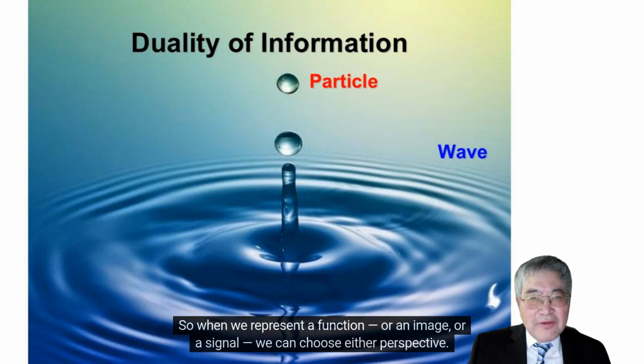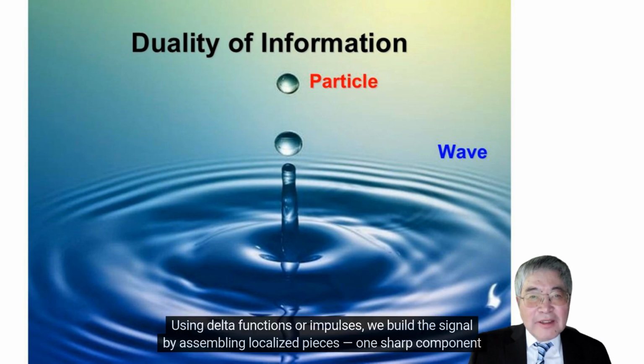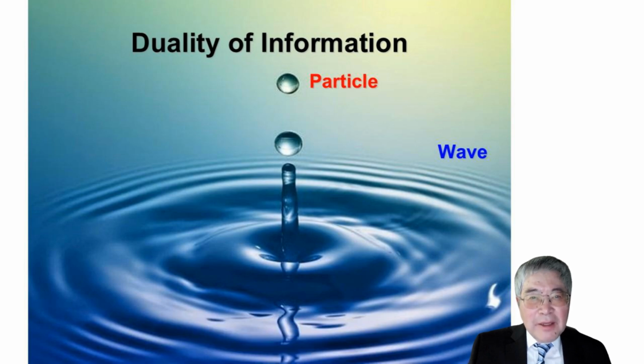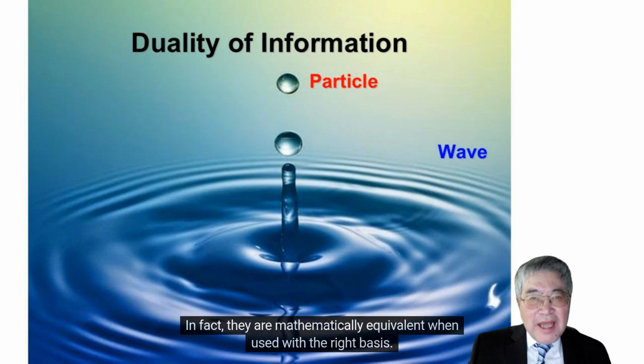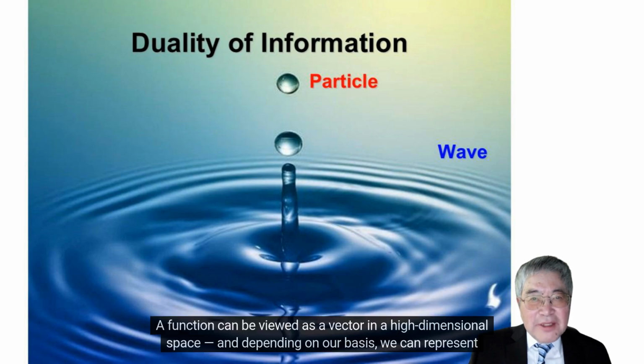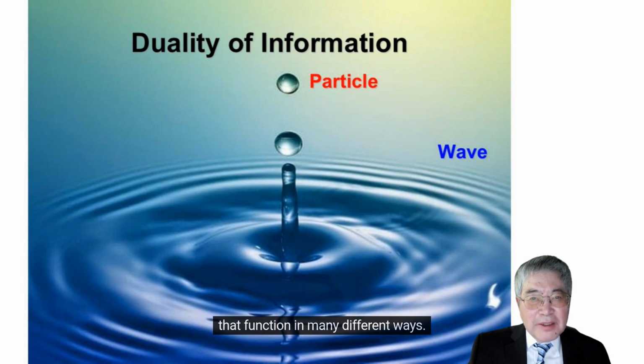So when we represent a function, or an image, or a signal, we can choose either perspective. Using delta functions or impulses, we build the signal by assembling localized pieces, one sharp component at a time. Using sinusoidal functions, we build it using smooth periodic waveforms that span the domain. Both approaches are valid. In fact, they are mathematically equivalent when used with the right basis. And this is the central idea of today's lecture. A function can be viewed as a vector in a high-dimensional space, and depending on our basis, we can represent that function in many different ways.